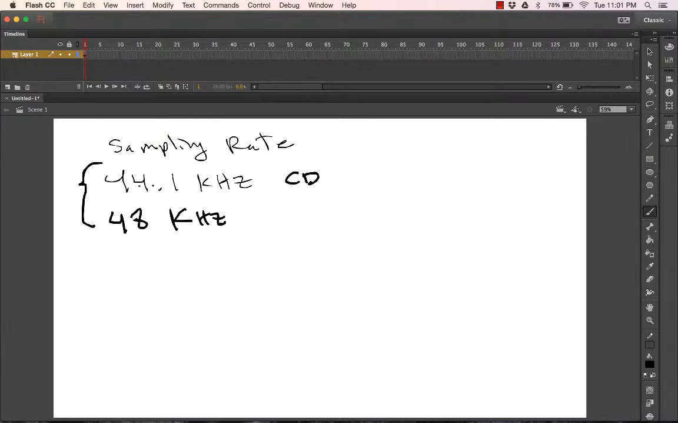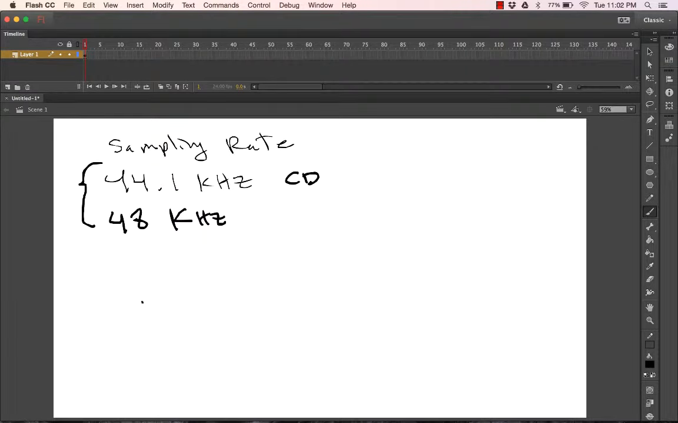So by default, a lot of our cameras record at this rate. I think our audio recorder by default does this one, but you can switch either one. Any CD that you buy is played at this rate, and pretty much any MP3 that you buy off iTunes or whatever plays at 44.1 kilohertz.